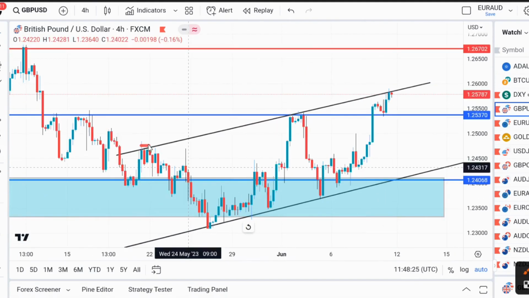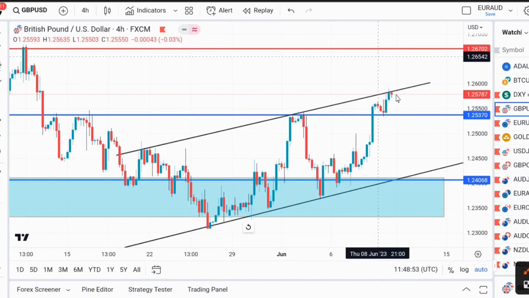If you see this trend line, as you can see, we have a second touch here, and then a third touch at this particular area. So we might have a little fake out, and then a move back to 1.24317, and if we have the continuation to the upside, maybe break this level, then we are moving to 1.26702 right there. But right now I'm looking for a rejection at this particular area.